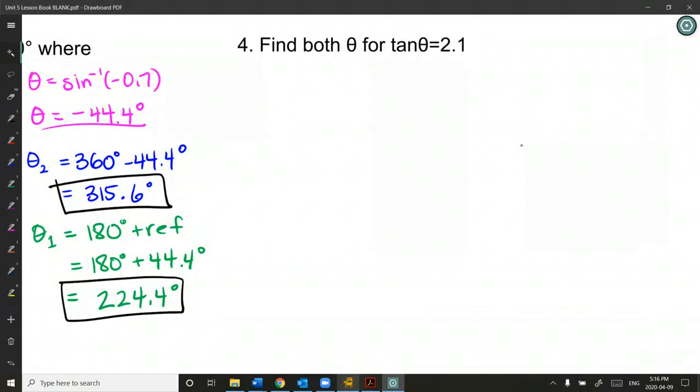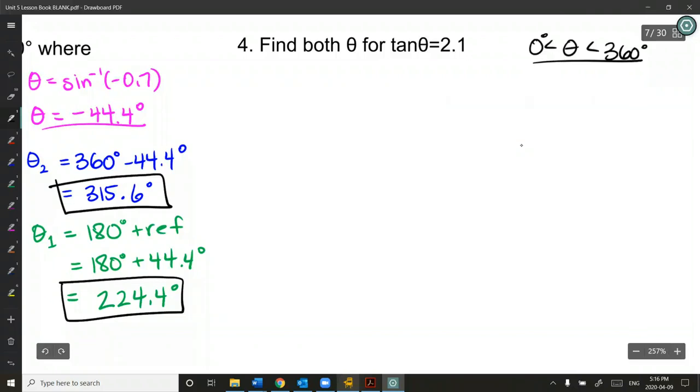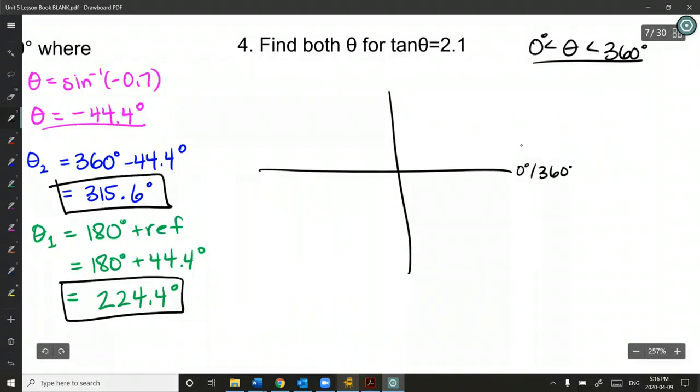Okay, find both theta for tan theta equals 2.1. And I should also mention here that theta needs to be between 0 and 360 degrees. Okay, so if tan equals a positive, let's think about the CAST rule. Draw your quadrant grid. Label your CAST rule, and you're going to decide where tan will fall.